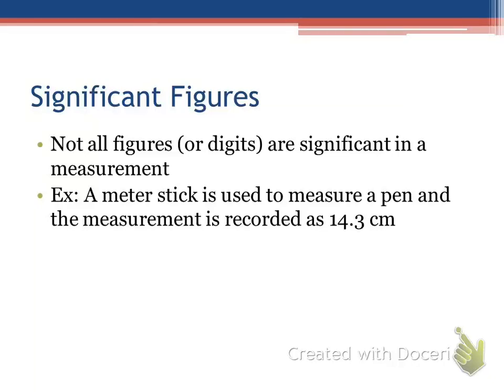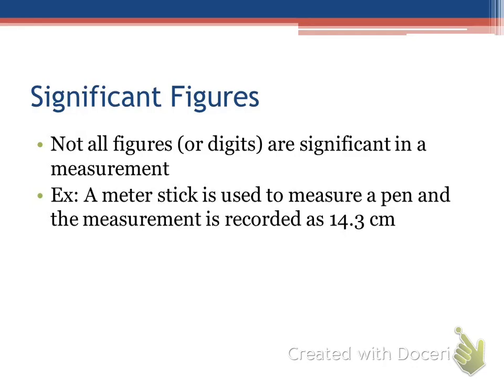Not all digits in a measurement are significant, so we have to determine which values are and which aren't. What's the rule for when we use an instrument to measure? You remember how we talked about using an instrument like a meter stick or a graduated cylinder. What do we do when we're reading that instrument and trying to determine the measurement?